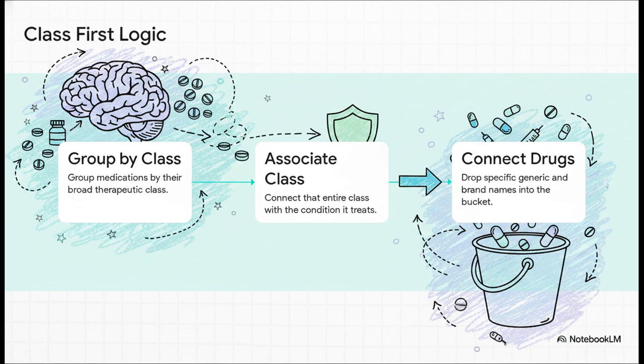Step 1, group the drugs by their broad therapeutic class. Step 2, associate that entire class with the condition it treats. And Step 3, connect specific generic and brand names into that pre-existing mental bucket. Let's look at how this works in practice.